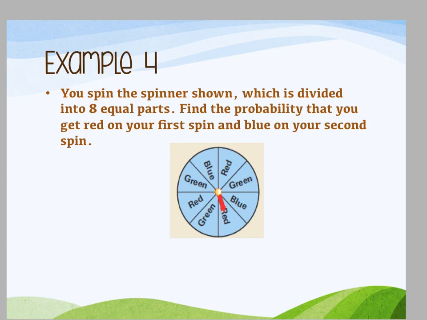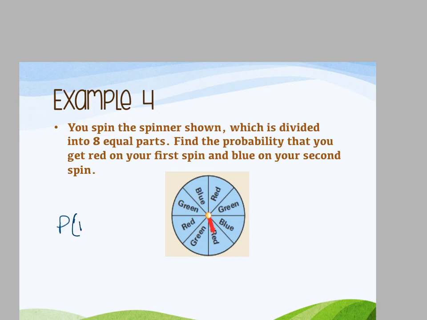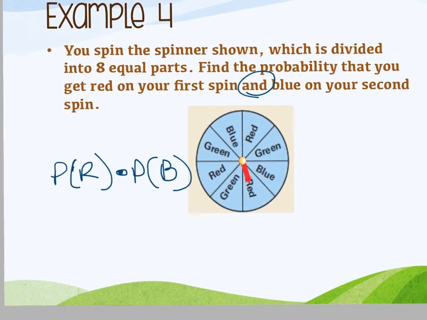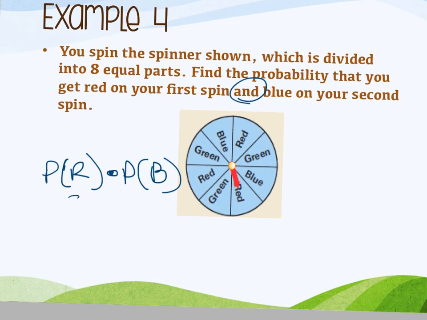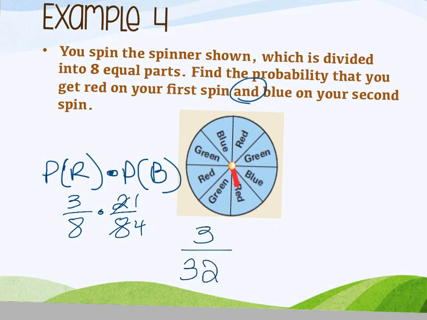So I want to find the probability that you land on red the first time, and, which means multiplication, the probability you land on blue the second time. So what's the probability you land on red? 3 of 8. There's 3 of them, right? So 3 out of 8. And the probability you land on blue? 2 eighths. So I could reduce this to 1/4, and I get 3 out of 32.